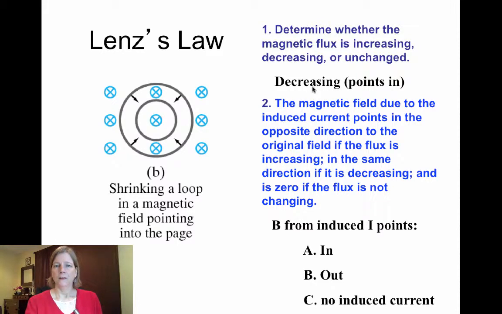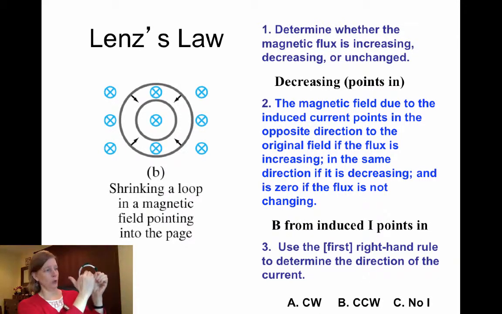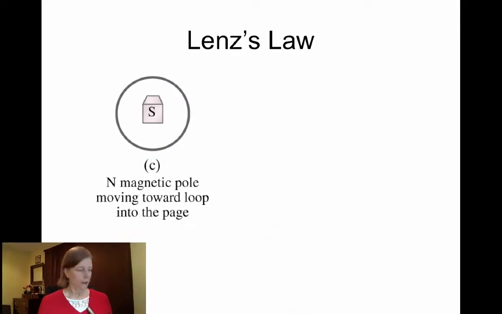So if it's decreasing, we again read through our second step, and this time I didn't highlight it, so you have to sort of find it. The magnetic field due to the induced current points in the same direction if it is decreasing. So again, it's going to point in the same direction. So the magnetic field points in here, so the magnetic field due to the induced current also is going to point in. So now we use our first right-hand rule to determine the direction of the current. If we want to have a magnetic field that goes in through the loop of wire, take your fingers and go into the loop, and what's the direction your thumb is giving you? It's giving you a direction that is clockwise. So we're done. Let's try another one.